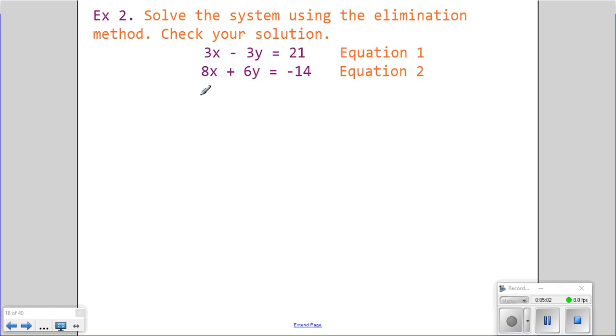Now in example 2, neither of my x or y variables have the same coefficient. However, when I look at the y terms, I have a coefficient of -3 and a coefficient of 6. I can easily make 3 turn into 6 by multiplying it by 2. They already have opposite signs, so that's great. So the only thing I need to do is multiply the entire first equation by 2. So when I do that, I would have 6x minus 6y is equal to 42.